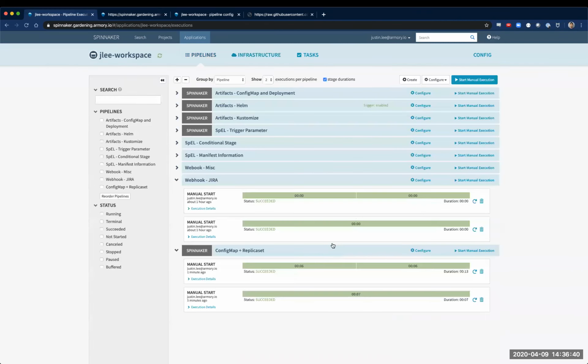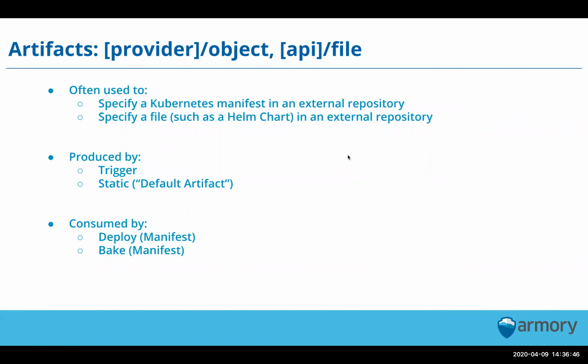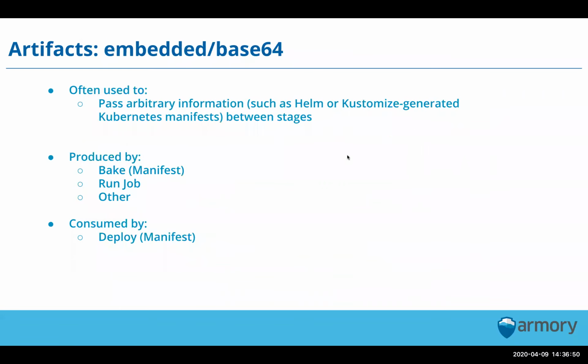All right. So that's one set of artifact types. That's the Kubernetes kind, and then the provider and the object and a file artifact types. The next artifact is the base64 artifact. And the base64 artifact is basically a way to pass around an object from stage to stage that is internal to Spinnaker, right?